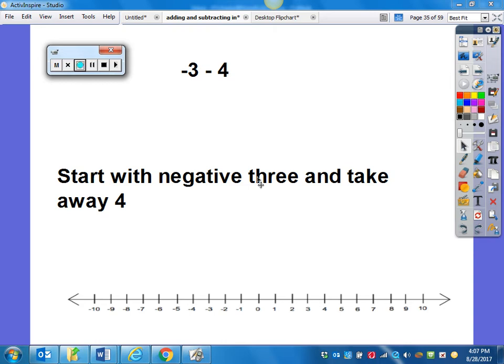This lesson is on subtracting integers. So the first way we look at it is we start on a number line. -3 minus 4 is the same thing as starting with -3 on a number line and then taking away 4. We're taking 4 steps to the left. So 1, 2, 3, 4. When you subtract, then you go to the left on the number line. So -3 minus 4 is -7.